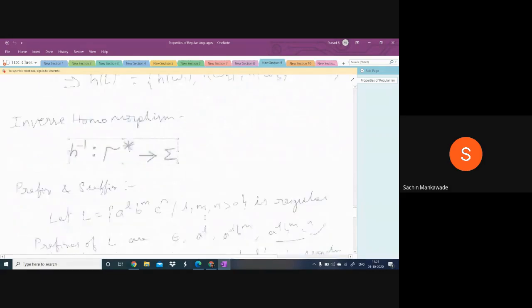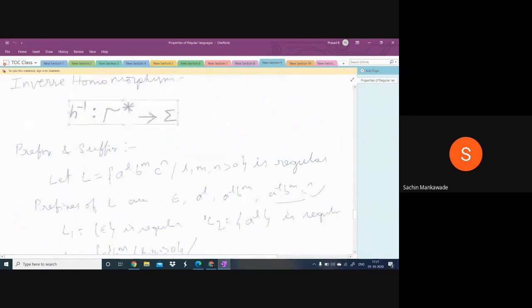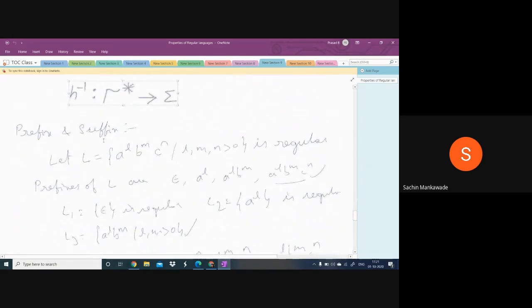Okay, next. Prefix and suffix. If L is regular, then its prefix is also regular. What are the prefixes of L here? Epsilon, a^l, a^l b^m, then a^l b.